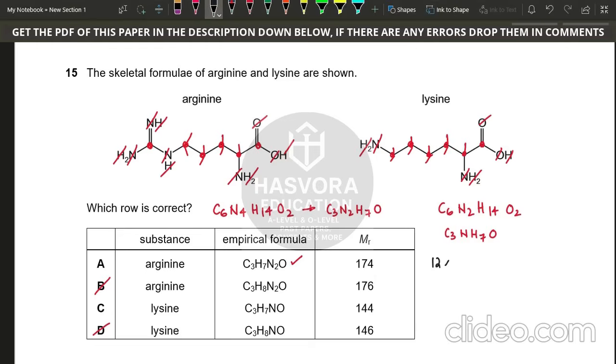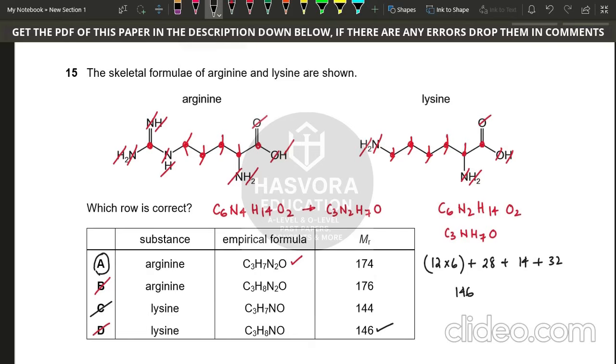It will be 12 into 6 plus 14 into 2, it will be 28, plus 14 hydrogen, and 16 into 2 is 32. So 12 into 6 plus 28 plus 14 plus 32, it will be 146. Okay, 146, and this is actually matching, so it means that this was also cancelled. Okay, so now they have given you the mass correct only in the D1, so this means that the C can also be cancelled, so A will automatically be your answer.